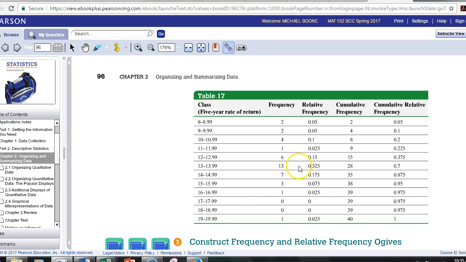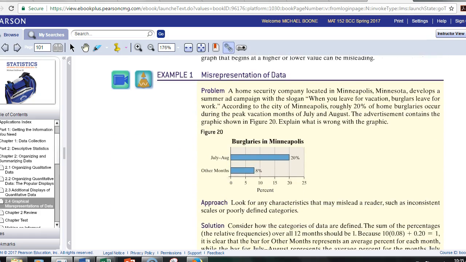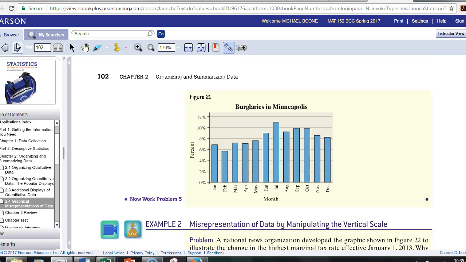In section 4, graphical misrepresentation, that's something that we have to be aware of as consumers of data. We're given a lot of information, and how the data is organized and how it's presented to us helps determine what type of decision we make on something. So when we look at graphs, this would be a way to represent a graph. We have about 11% here. Our scale is at 0, which is nice.